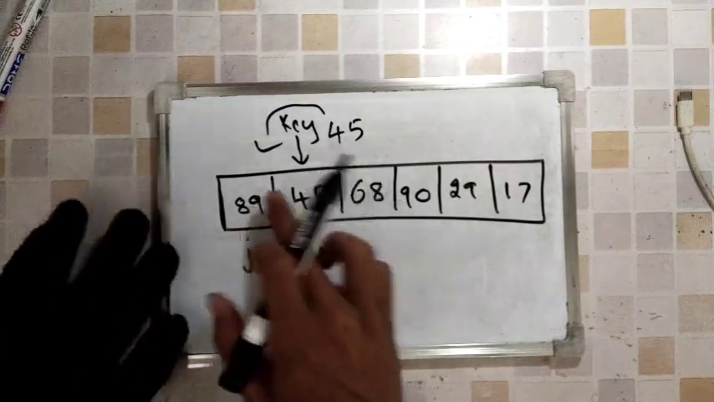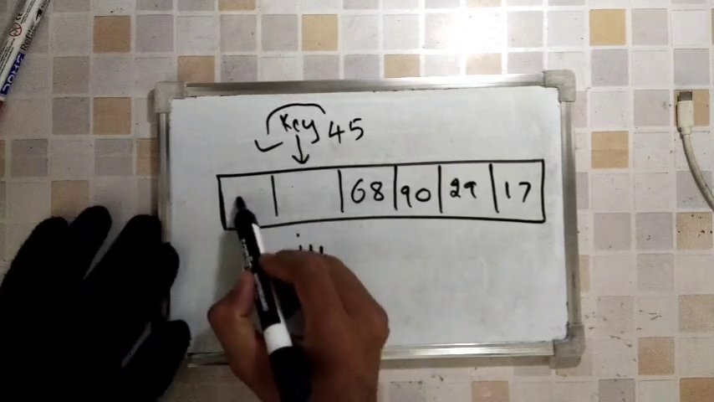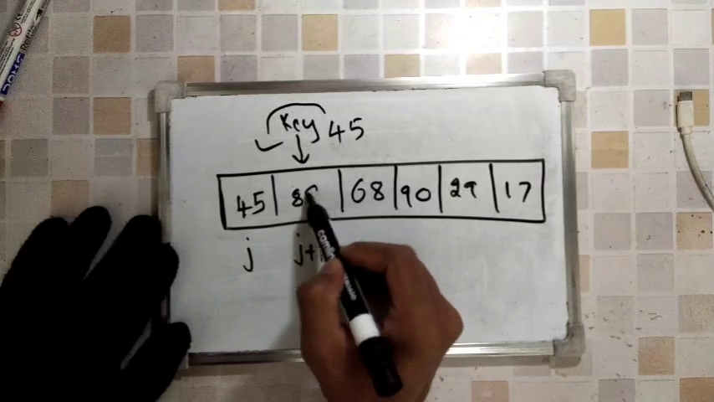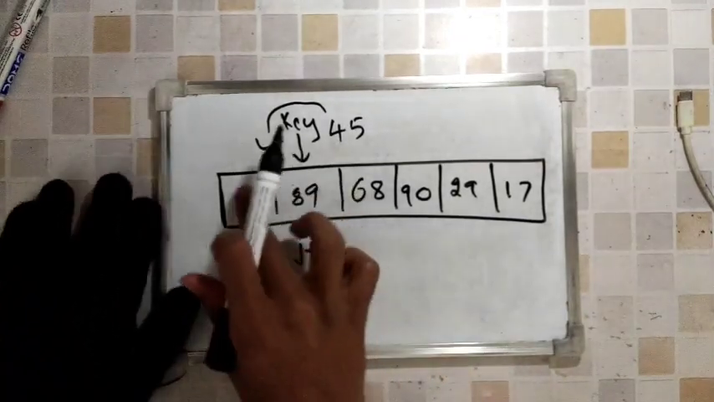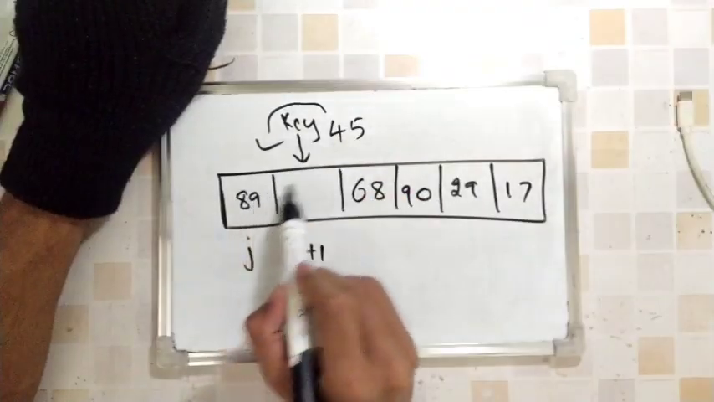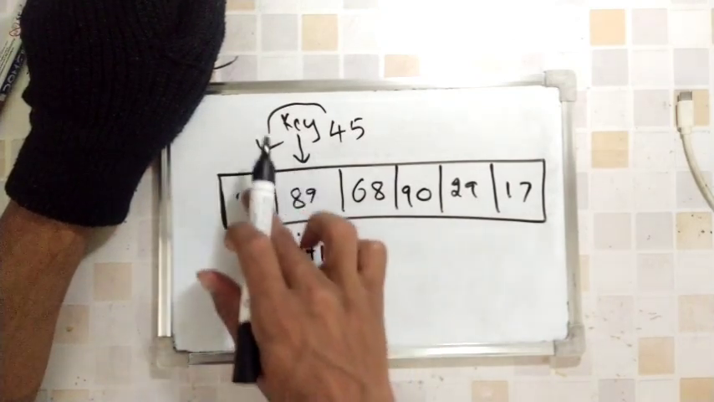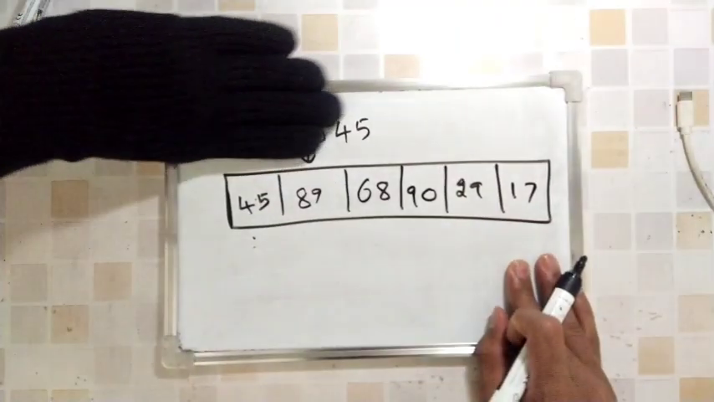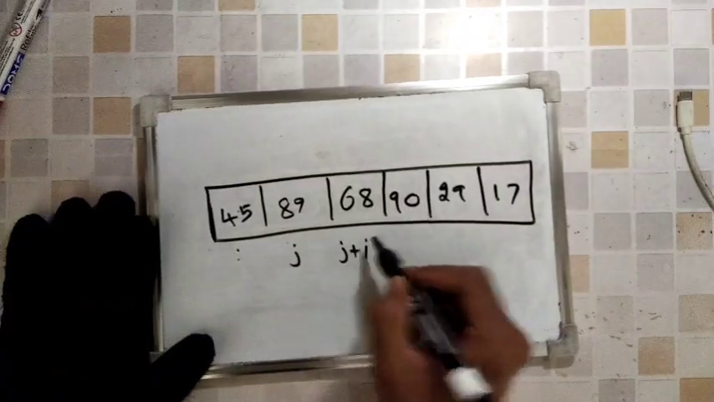So this thing is swapped. What was it, 45, right? And here it was 89. So basically, when 45 was compared, it saw that 45 is lesser than 89, so first 89 will be moved here, and then 45 will be placed here. Both now get incremented, so j is here and j plus 1 is here.